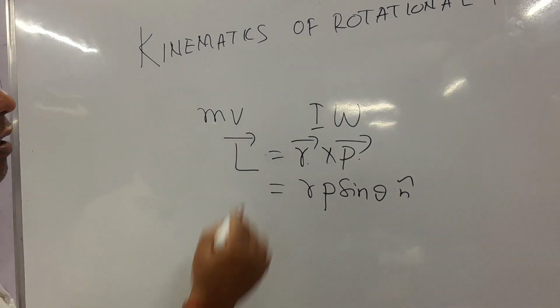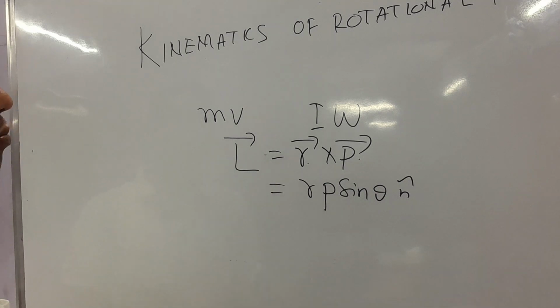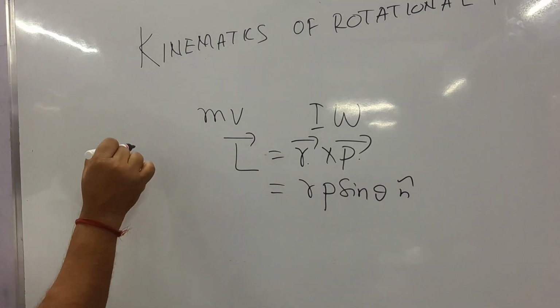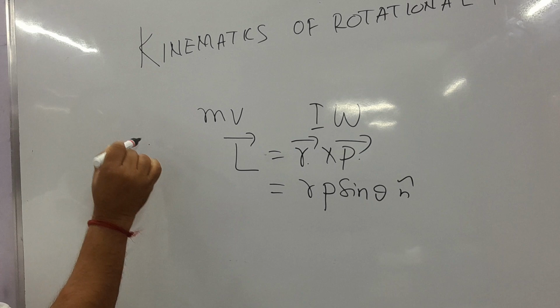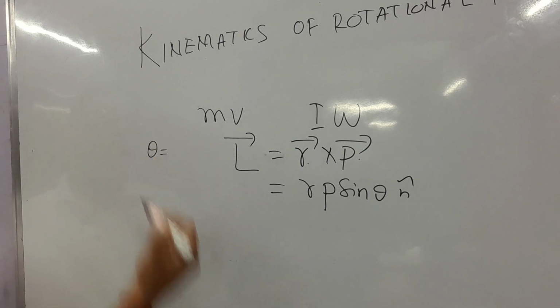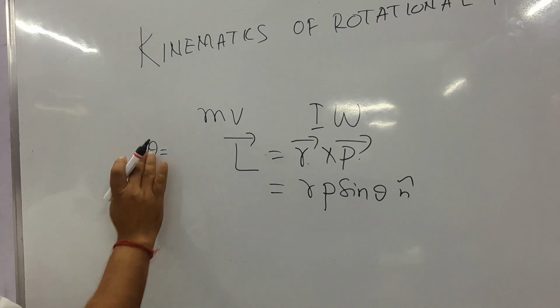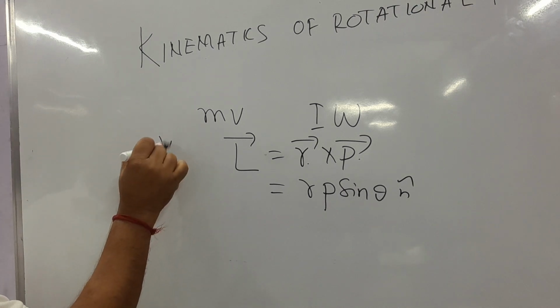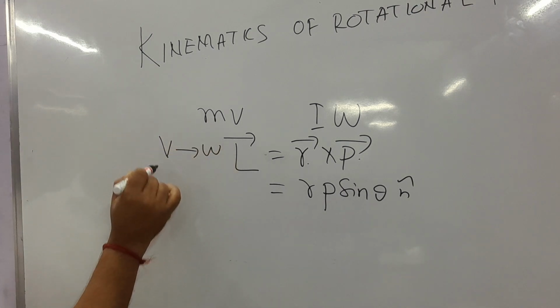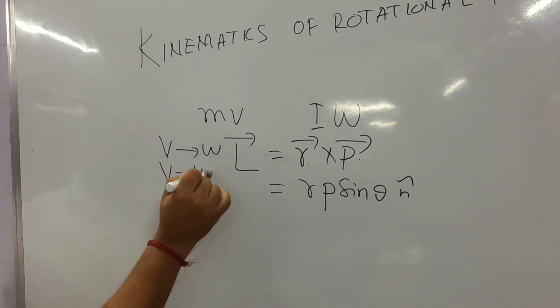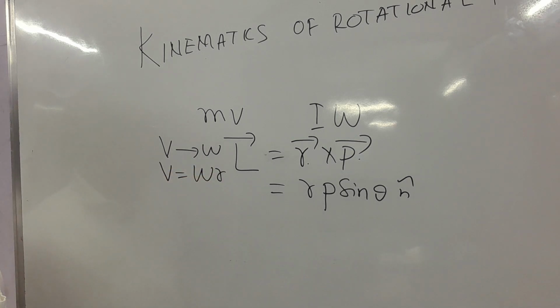Now you know there is an important relation between theta, the displacement, and omega. There is a relation between v and omega. What is the relation? v equals omega r.